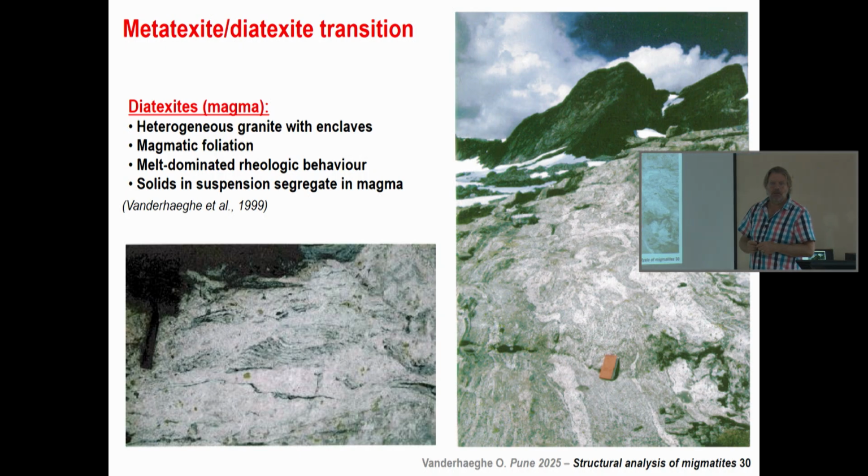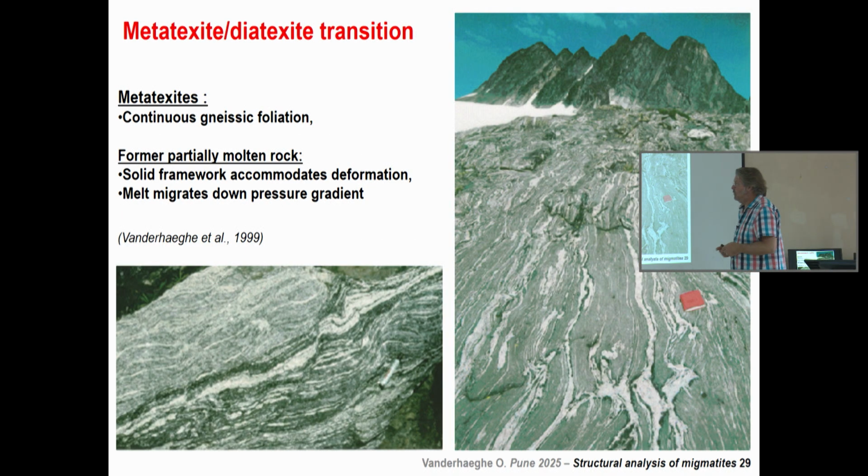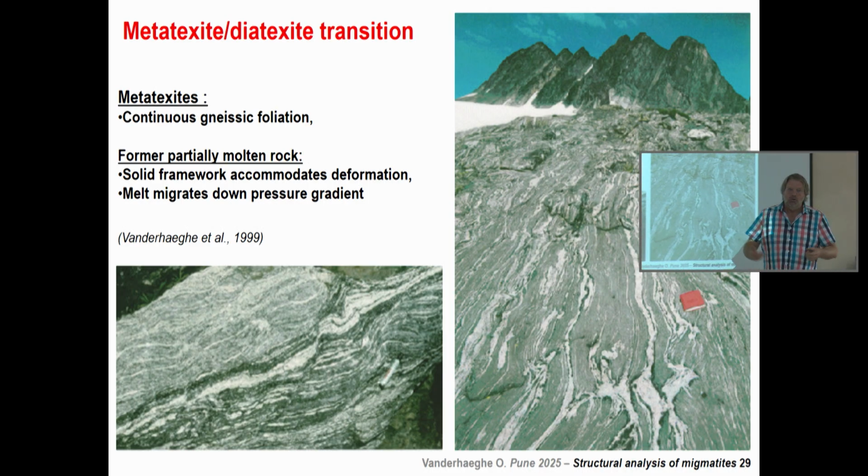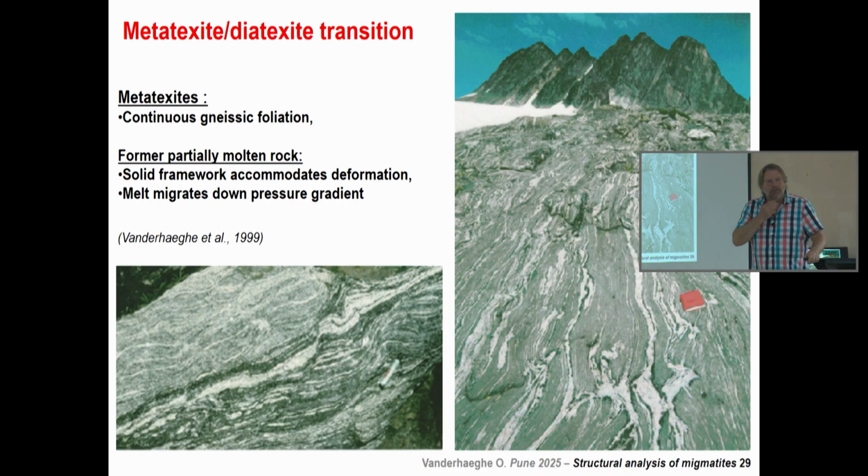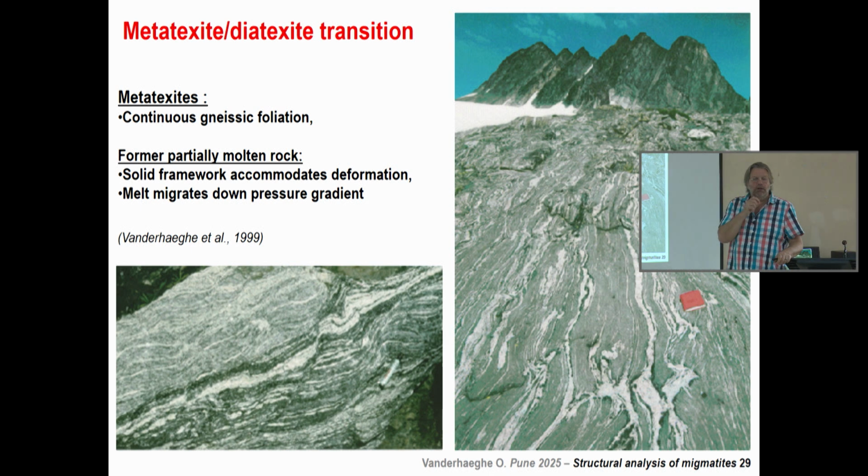In which of these types will you find ptygmatic folding? Ptygmatic folding, probably in these ones. Ptygmatic folding, I think, will tell you about the contrast in viscosity between the leucosome and the mesosome, and probably it's also controlled by the thickness of the leucosome compared to the thickness of the mesosome.